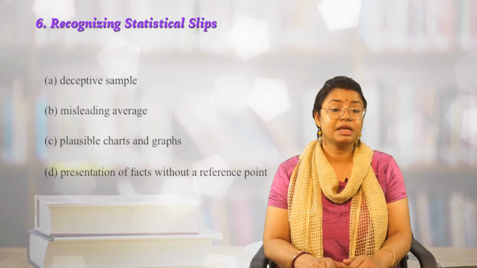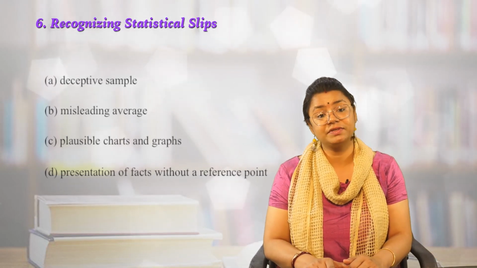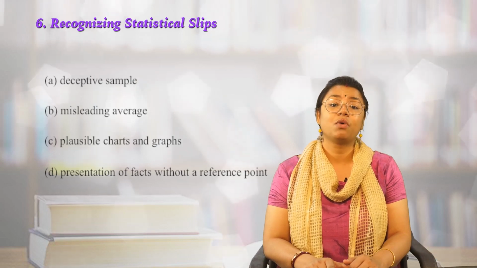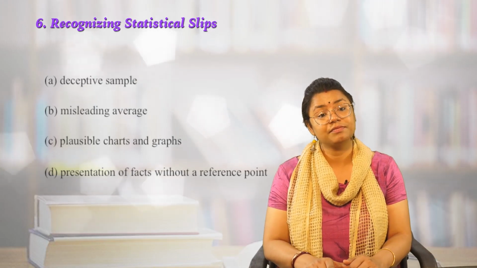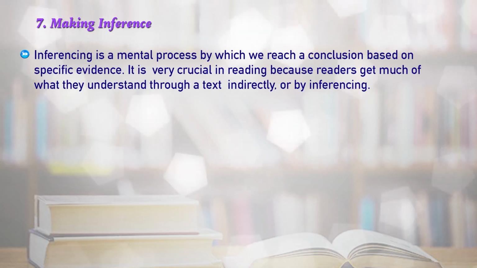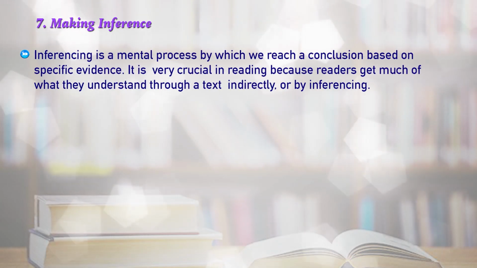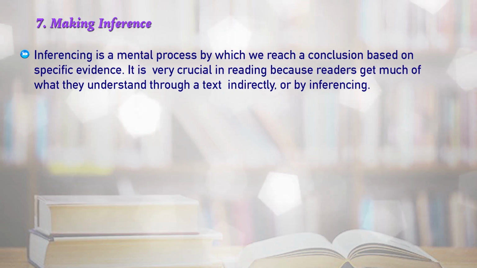Deceptive sample, misleading average, plausible charts and graphs, presentation of facts without a reference point. Number 7. Making inference. Inferencing is a mental process by which we reach a conclusion based on specific evidence.